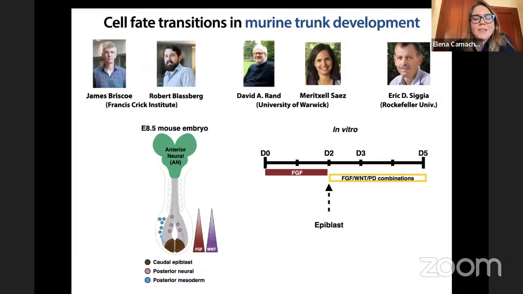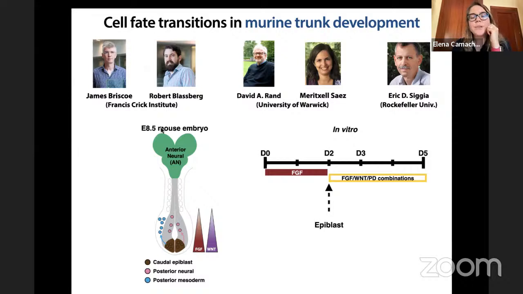So on this publication, which was a really broad collaboration with the groups of James, David, and Eric, we focused on understanding murine trunk development. In this process, the epiblast cells will become either anterior neural or posterior, or caudal epiblast in this case. And caudal epiblast cells, sometimes called neuromesodermal progenitors, can become posterior neural or posterior mesoderm.